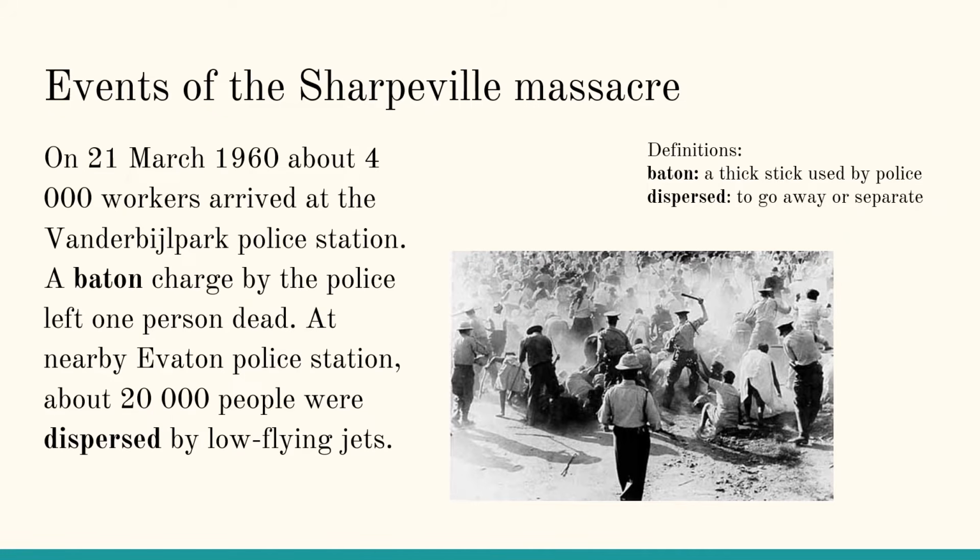Events of the Sharpeville massacre. On 21 March 1960, about 4,000 workers arrived at the Vanderbijl Park police station. A baton charge by the police left one person dead. At nearby Everton police station, about 20,000 people were dispersed by low-flying jets. Definitions for this page: a baton is a thick stick used by police, and dispersed means to go away or separate.